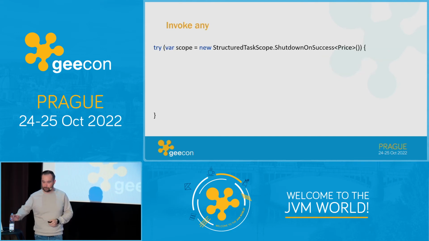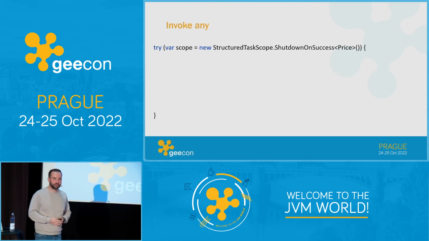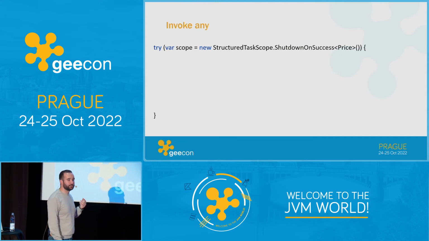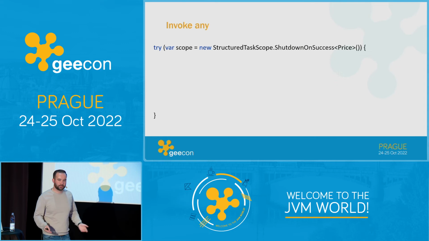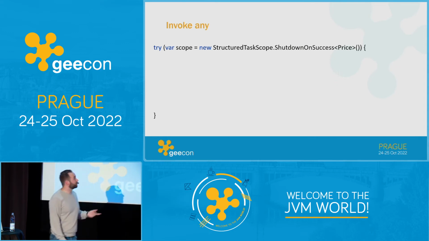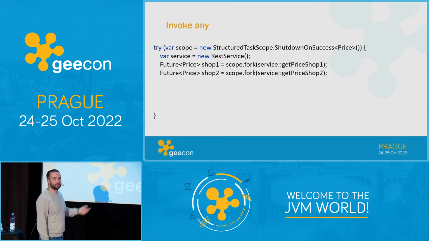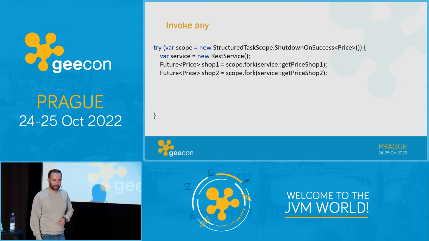So, as I've said, there are two built-in shutdown policies. The other one is the shutdown on success. The shutdown on success behaves the same as the invokeAny method of the executor services. I will start a bunch of threads, and I'm only interested in the first thread that finishes. So it really looks the same. I again have the scope object that I will use to fork two new virtual threads. One to get the price of shop 1, and one to get the price of shop 2.